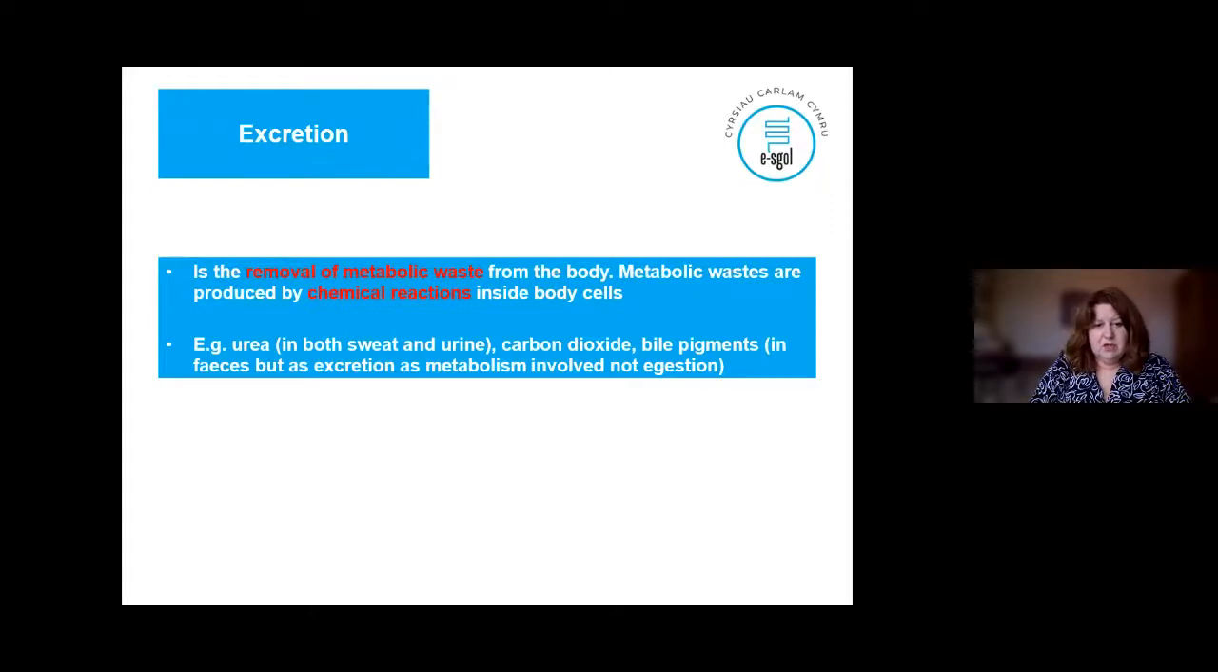And bile pigments are interesting because bile pigments are made as a result of chemical reactions in the liver, but they are then excreted through the bile duct into the digestive system, and then they are moved out of the body in digestion. But please be careful that there is an important distinction between these two.